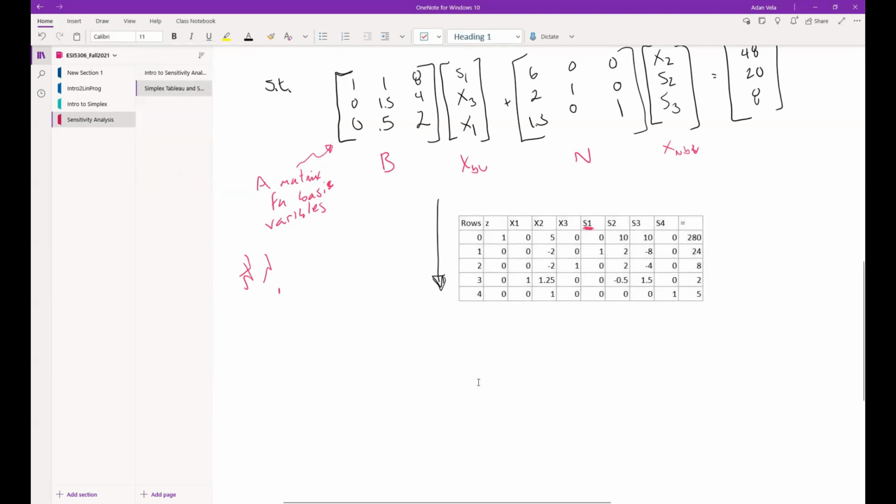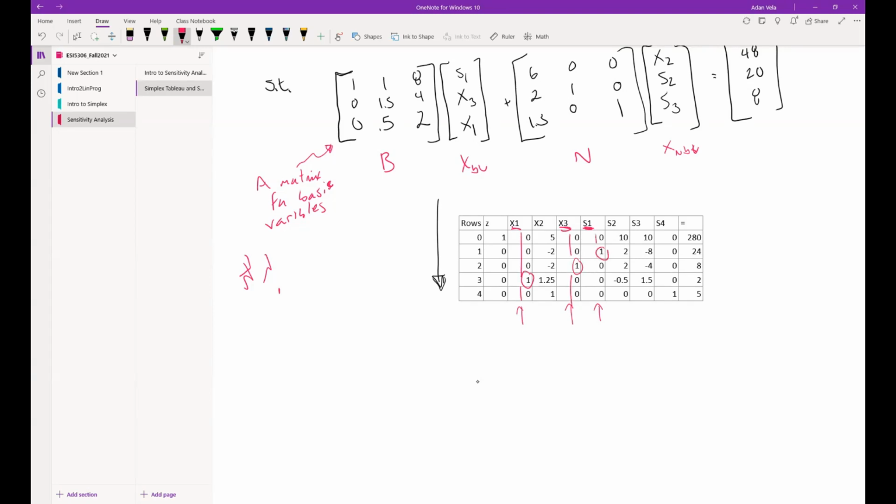So S1 is part of our basic variables. X3 is a basic variable, and X1 is a basic variable. And again, we see the structure of the basic variables, where we have 0, 1, 0, 0, 1, 0, 0, 1, 0, right? So that's the indicator. If I were to just look at the table, I could figure out what the basic variables are.